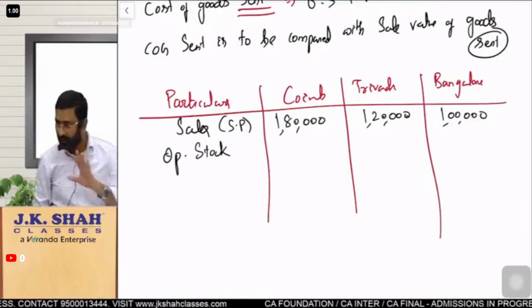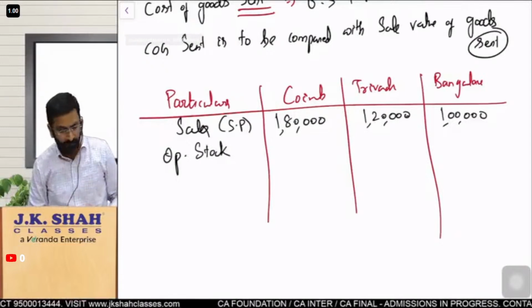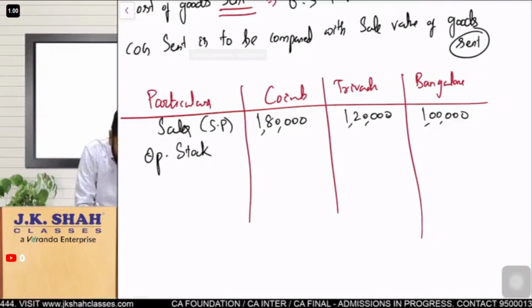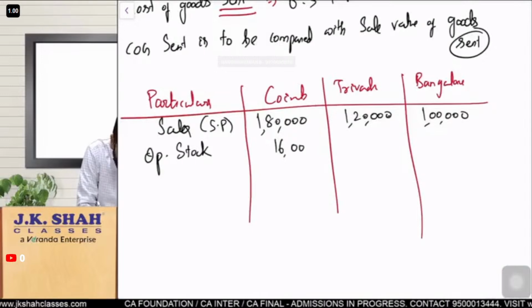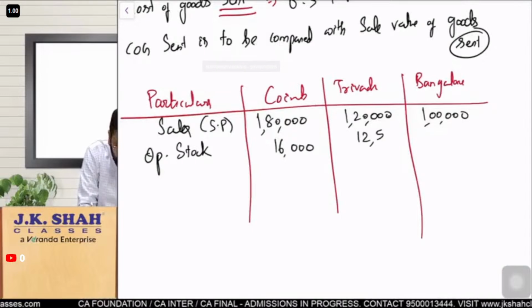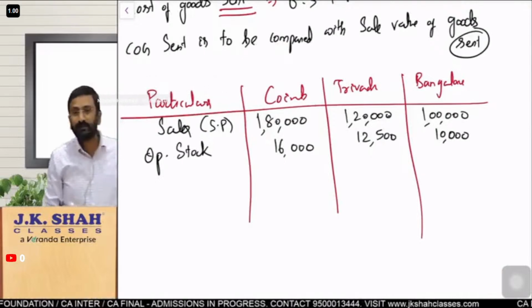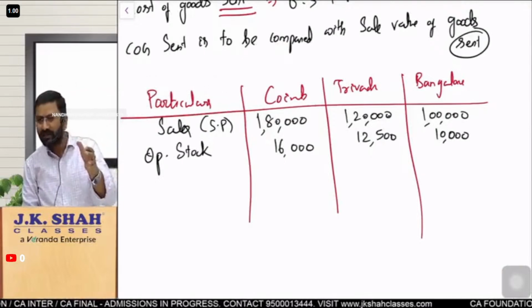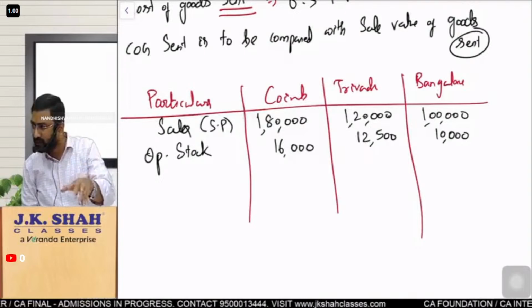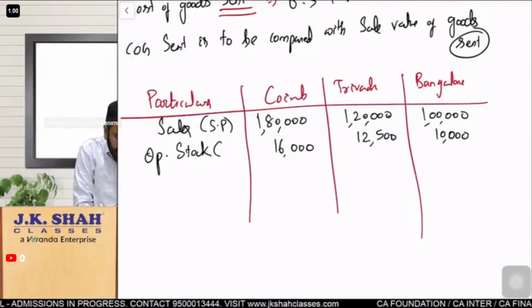Opening stock. So what you're talking about, I'll explain it. Can you give me the opening stock figures? 16,000, 12,500. This is at which price? Opening stock is at which price? Invoice price, which happens to be selling price. So this is also at selling price.